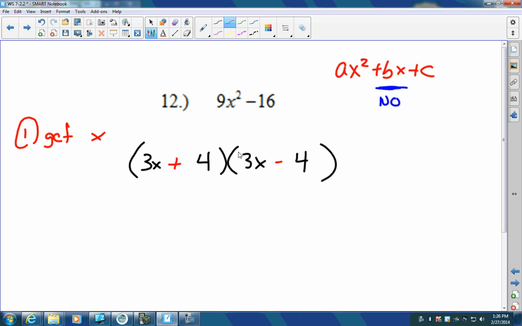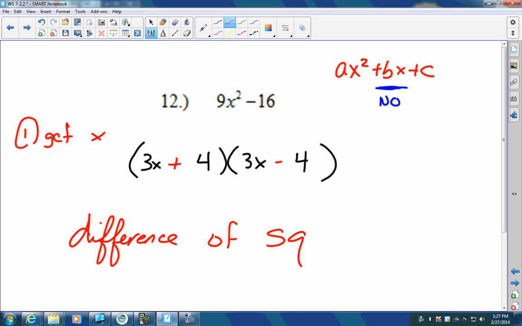If you don't see this, you can always do slide and divide. Slide and divide always works as well. This right here is called the difference of squares. It's one of those that makes it easier if you can identify it. This only works, guys, when the numbers can split up exactly the same in each parentheses. Does that make sense? It's got to have a 3x and a 3x. It's got to have a 4 and a 4. They've got to multiply together to give you these numbers here. All right?